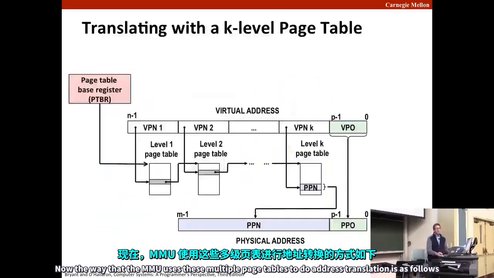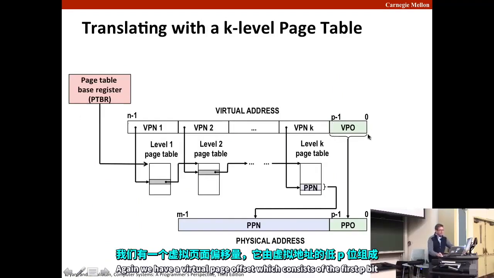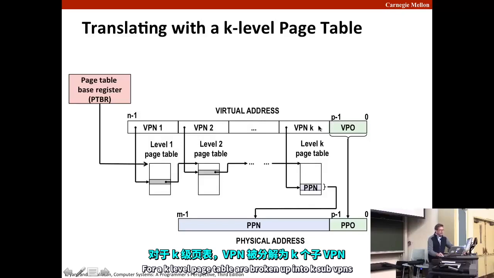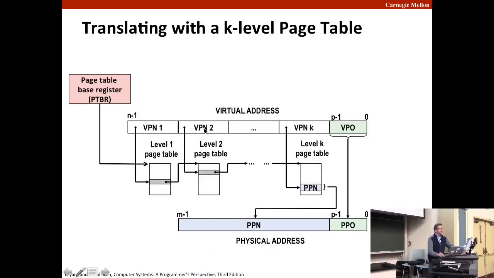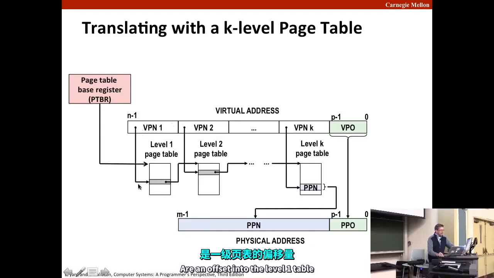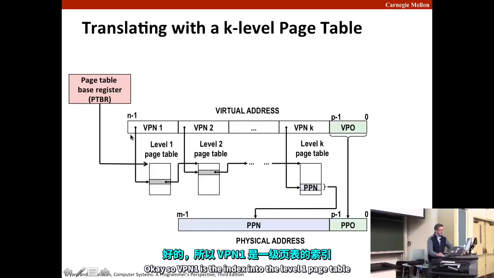Now, the way that the MMU uses these multiple page tables to do address translation is as follows. We have the virtual page offset, which consists of the first P bits. And then the remaining bits, the VPN, for a K-level page table are broken up into K sub-VPNs, and each is the same size. In this system, VPN1, which consists of the uppermost bits of the VPN, is an offset into the level 1 table, which, as before, is pointed to by the page table base register. So VPN1 is the index into the level 1 page table.